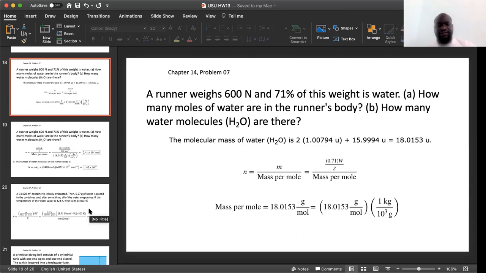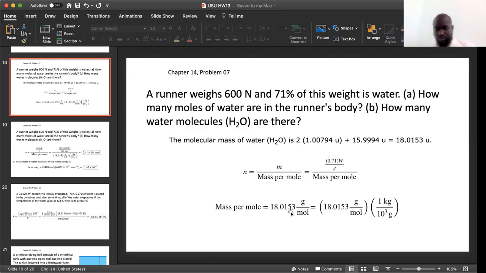Next is chapter 14, problem 7. It says a runner weighs 618 and 71% of this weight is water. How many moles of water are in the runner's body? So first of all, let's get the percentage of the weight that's water. Number of moles is mass over mass per mole. So the mass is the weight divided by g, which is 71% of the weight given. 0.71 times weight divided by g, that's what you have here, over mass per mole, that's the number of moles.